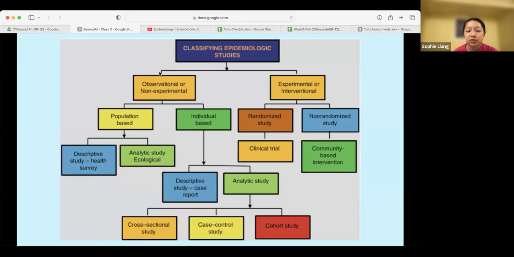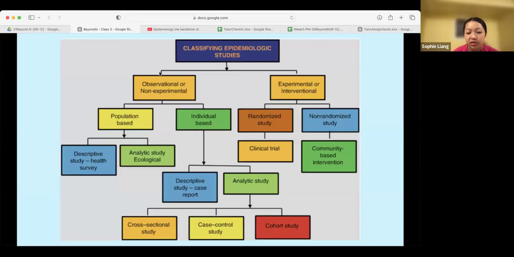And then you have individual based, which is based around individual people. So you'll have data from individual people. While in ecological studies, it's a lot more broad, and you have data from a large group, not individuals per se. Yeah, so something like that.